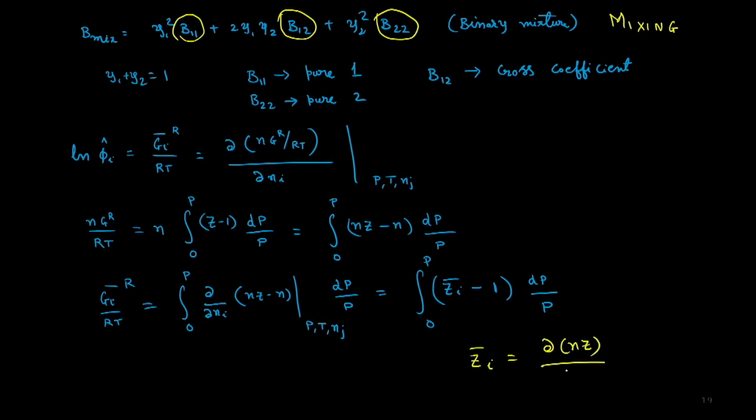Now, what I'm interested in is finding Zi bar, or the derivative of NZ with respect to Ni at P, T and Nj. To do that, let's use an equation of state. In this case, we are interested in using the virial equation of state. If you recall, for the virial equation of state, Z mix is 1 plus B mix over RT times P. And N times Z, I'm just omitting the subscript, mixture, of course, since we're talking about a mixture, is simply N plus N times B P over RT.